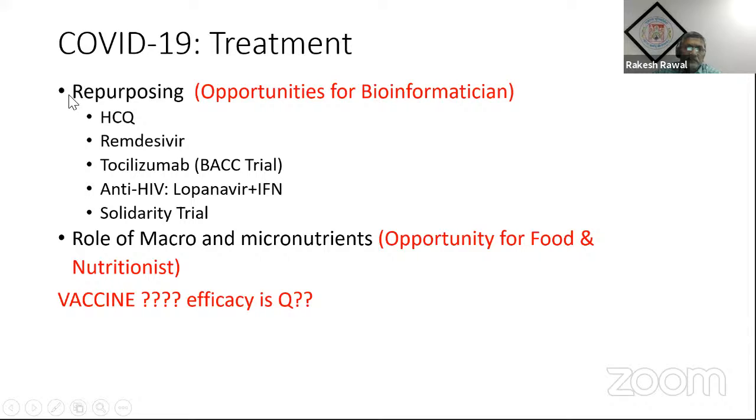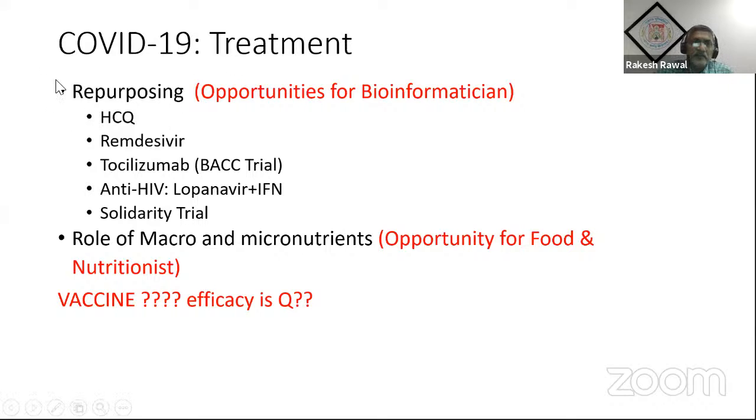So one point was repurposing of drug. Repurposing means the drug was there in the market for some reason. Say HCQ was there for arthritis or malaria, but they thought that this HCQ will be useful for treating this viral disease. Remdesivir was an antiviral agent for a specific viral illness, and it was thought that this antiviral agent could be used for this. So they tried to repurpose this drug for COVID treatment.